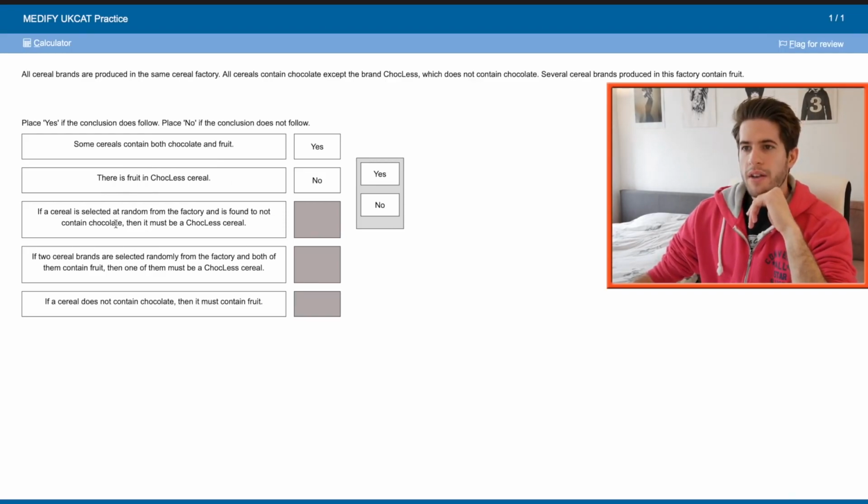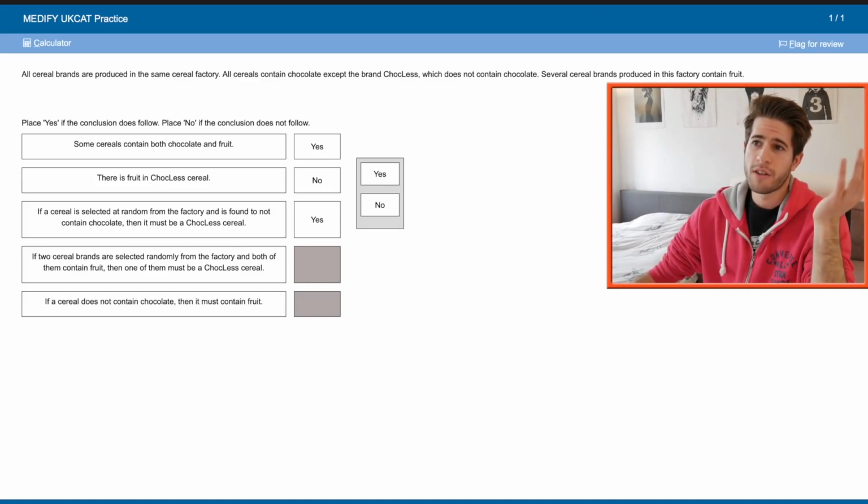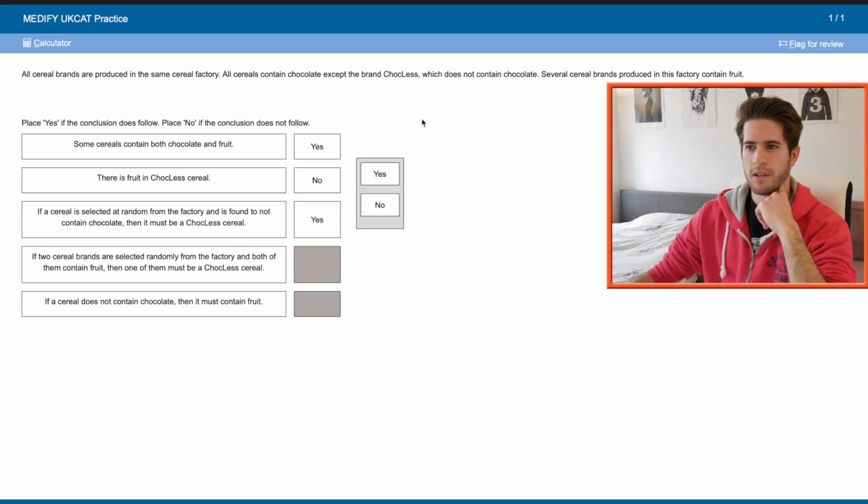If a cereal is selected at random and is found to not contain chocolate, then it must be a Chocoless cereal. This is correct because all cereals contain chocolate except that one Chocoless. If two cereal brands are selected randomly from the factory and both of them contain fruit, then one of them must be a Chocoless cereal. Why? No, you could still choose two cereal brands that have fruit, and it could be that you chose two that are not the Chocoless brand. So I'm going to go with no.